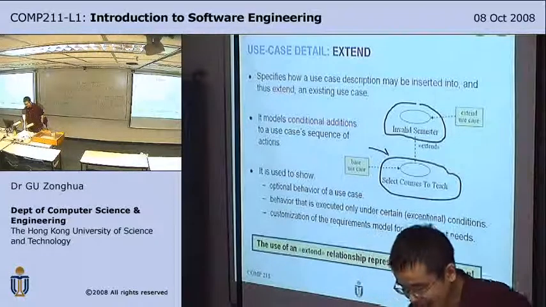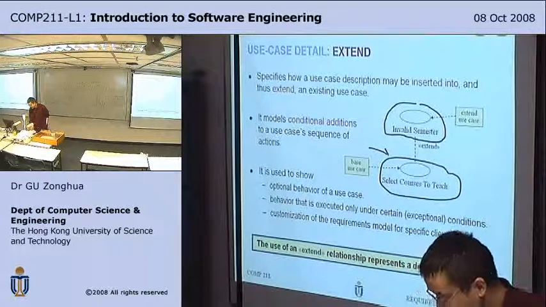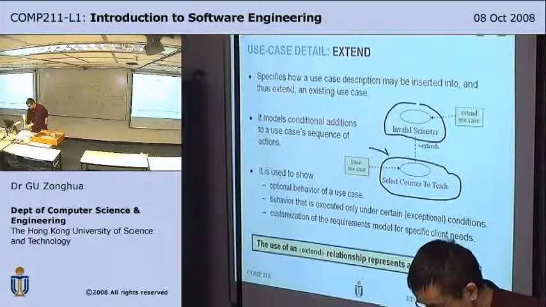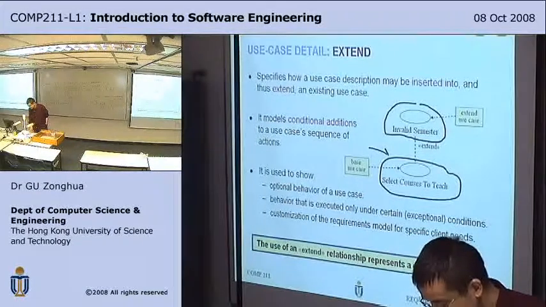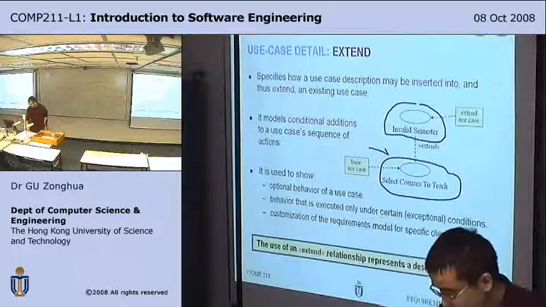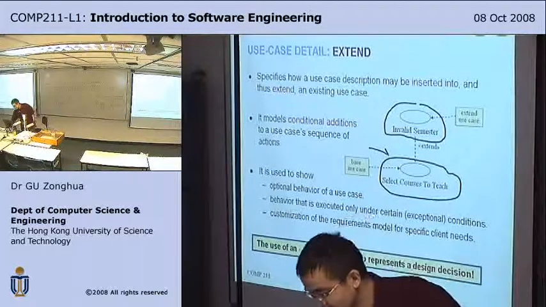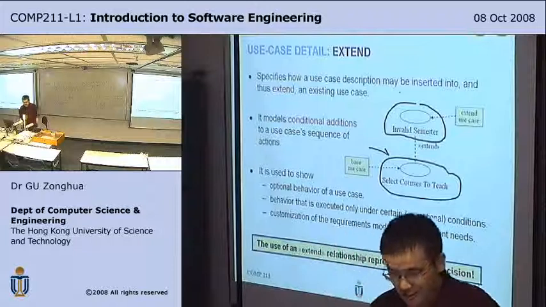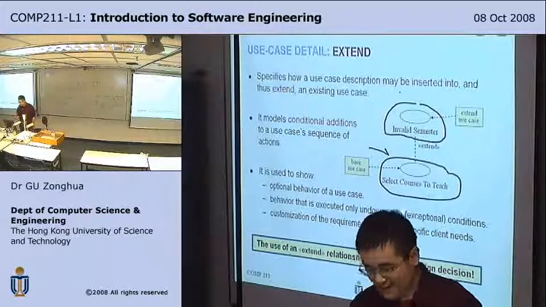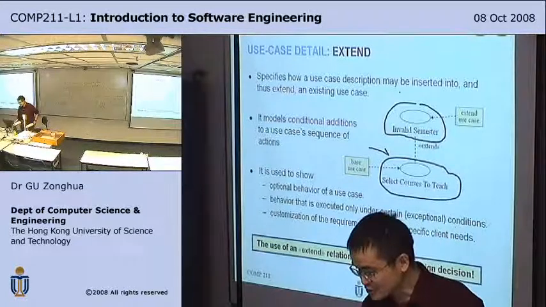So the use of extend use case represents a design decision. So you can always not use it and put everything in the base use case. So extend use case is similar to the alternative flow, except the difference is that extend use case may be shared among multiple use cases, while alternative flow is only used within a single use case.